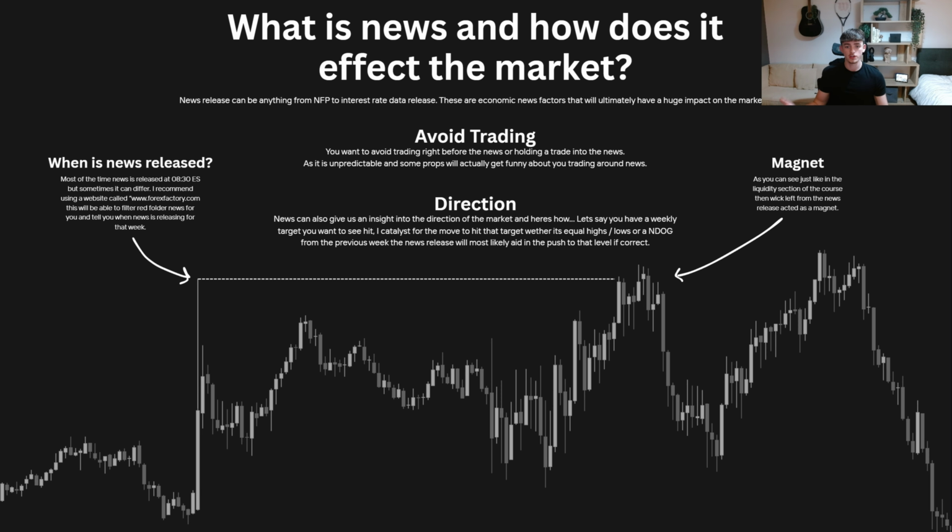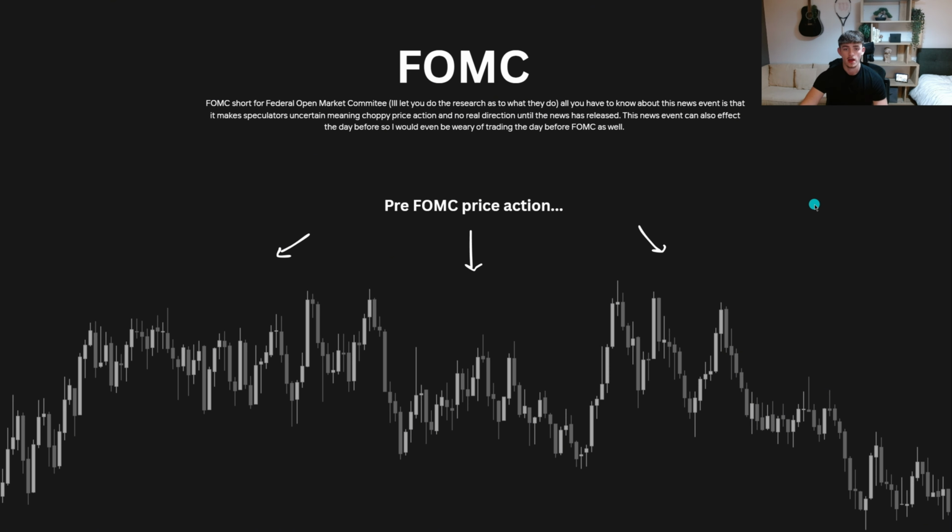So, direction. News can also give us an insight into the direction of the market, and here's how. Let's say you have a weekly target and you want to see it hit. A catalyst for that move to hit that target, whether it's equal highs or lows or an old high from the previous week, the news release will most likely aid in the push to that level if correct. As you can see, just like in the liquidity section of the course, the wick left from the news release acted as a magnet.